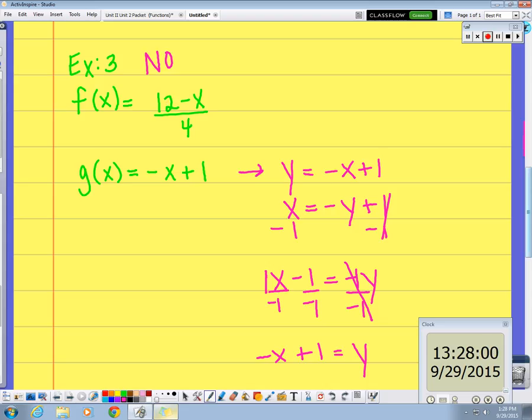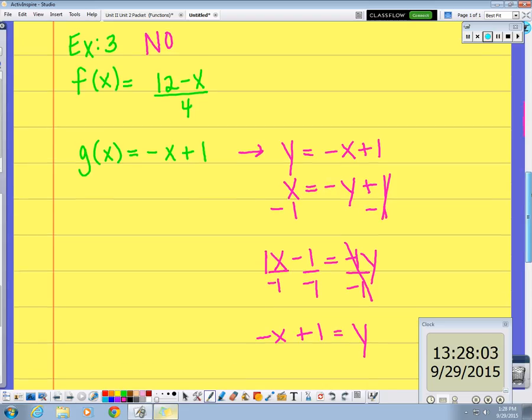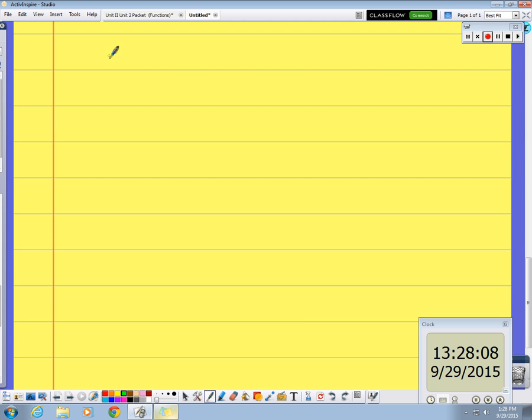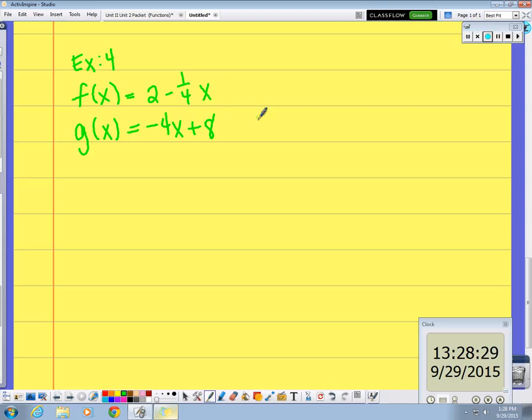Okay, example 4. I'm going to write it down, and then I'm going to let you try it by yourself first before I go over it. f of x equals 2 minus 1/4 x. g of x equals negative 4x plus 8. Okay, I want you to figure out if those are inverses of each other. Okay, which one do you want to find the inverse of? The top one? Bottom one?